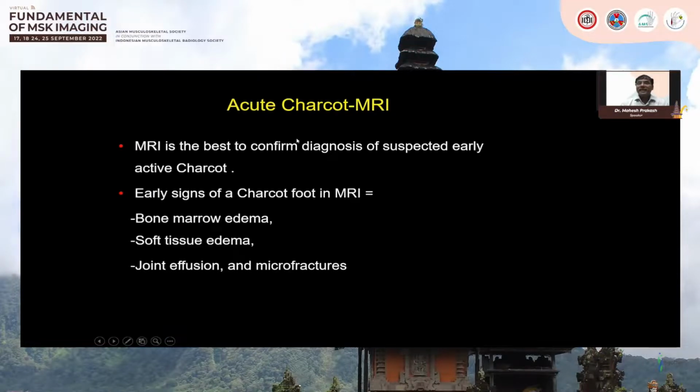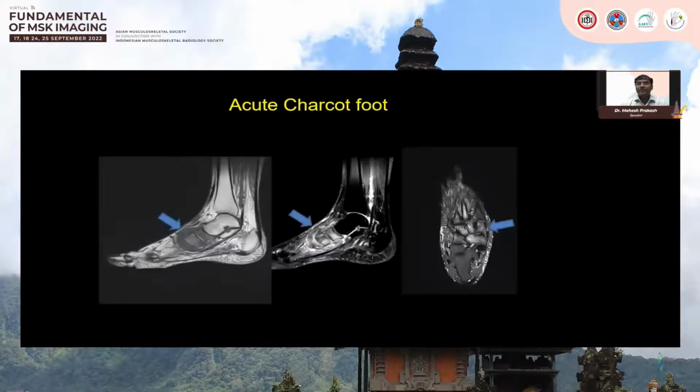So what happens in acute Charcot? What are the MRI features? MRI is the best to confirm the diagnosis in cases of suspected early Charcot. The important imaging features of acute Charcot on MRI are bone marrow edema, soft tissue edema, and then there can be associated joint effusions. But the two features, bone marrow edema and soft tissue edema, are the important features of acute Charcot.